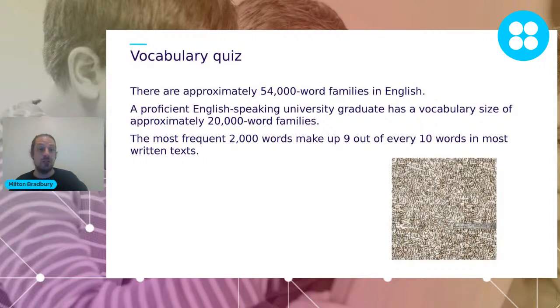And the most frequent 2,000 words make up 9 out of every 10 words in most written texts. So the reality is, well, how many words do we need to know? Well, if we know those 2,000 most frequent words, we're going to survive in most situations. We're going to be able to deal with most texts, most audios that we listen to, and be able to converse in most social interactions.